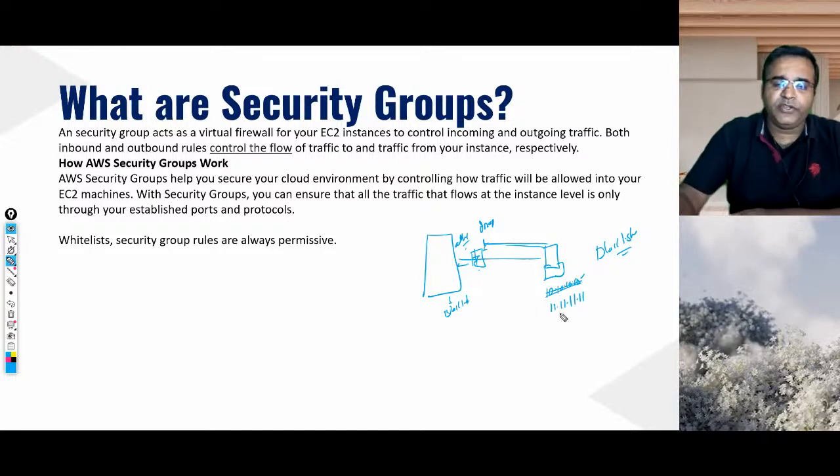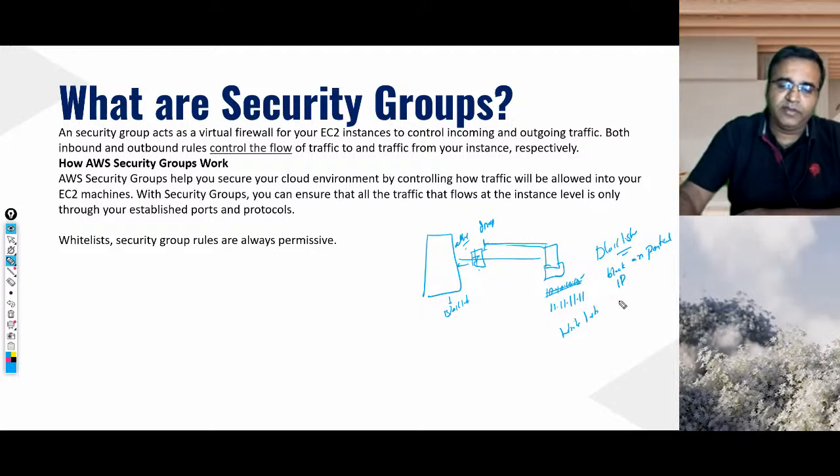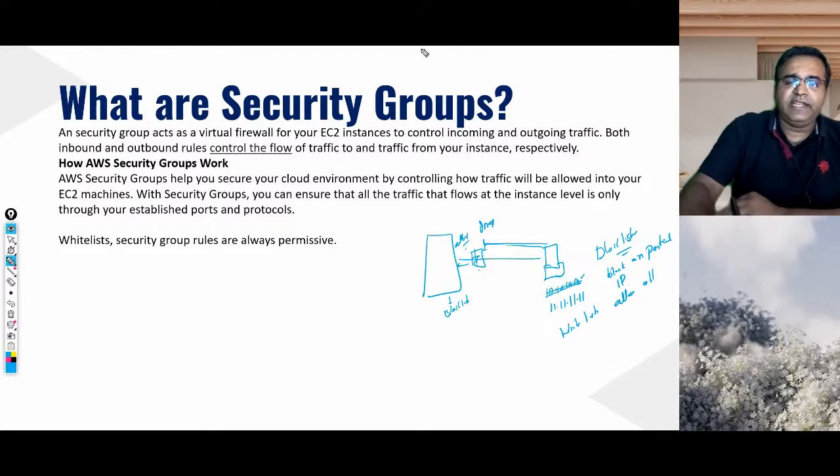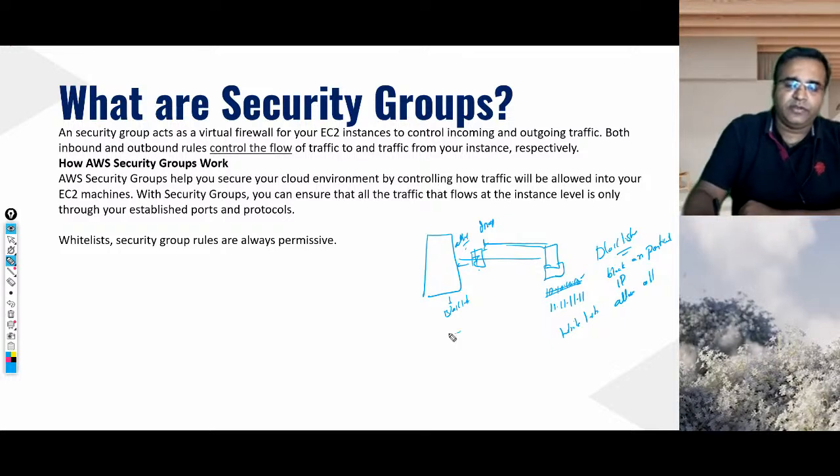Here, they're going to use whitelisting. So blacklisting means block a particular IP and allow all except this particular IP. In whitelisting, it is the other way around: allow a particular IP and block all, right?